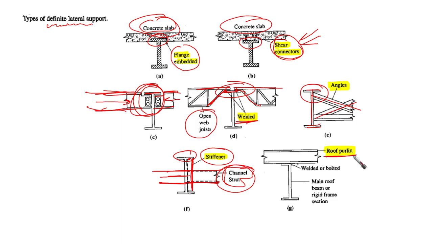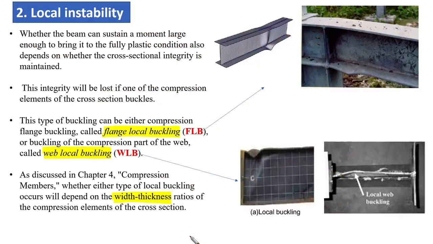If we have a roof purlin, for example, and it is welded to the top flange of the I section, then it is going to be a good restraint against lateral movement if we have a main roof beam or rigid frame section. Okay, these are the different types of lateral support of the compression flange to prevent lateral torsional buckling. Okay, now let's go to another case which is related to local instability.